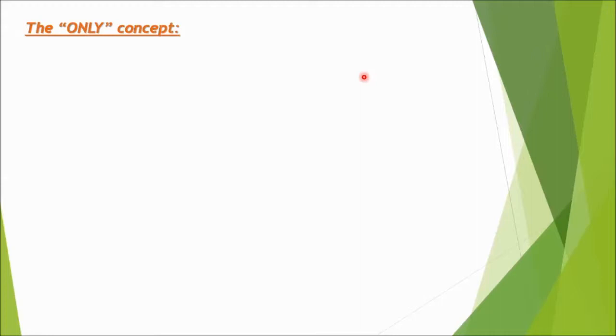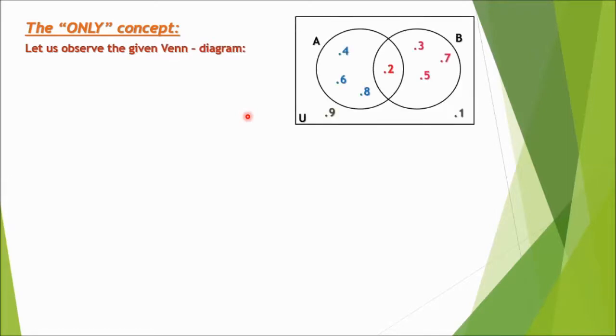The "only" concept. Okay, now we have to develop the "only" concept. What is the "only" concept? Now let us observe the given Venn diagram, and you can see the Venn diagram right here. Now elements are filled, everything is done and dusted in the Venn diagram. Now A difference B is 4, 6, 8. Okay. Now the cardinal number of the difference set is 3. There are 3 elements which belong to set A but do not belong to set B.